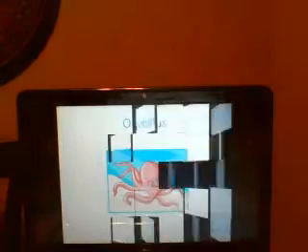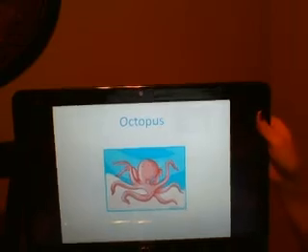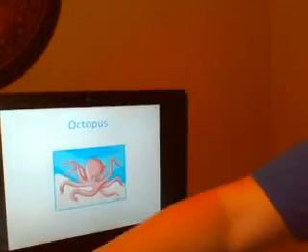Our last word would be octopus. And then again, you could place your finger underneath your chin and see how many times your jaw drops. That's the end of the slideshow. I think the students would enjoy the clapping better because it makes noises, and the jaw is kind of complicated.